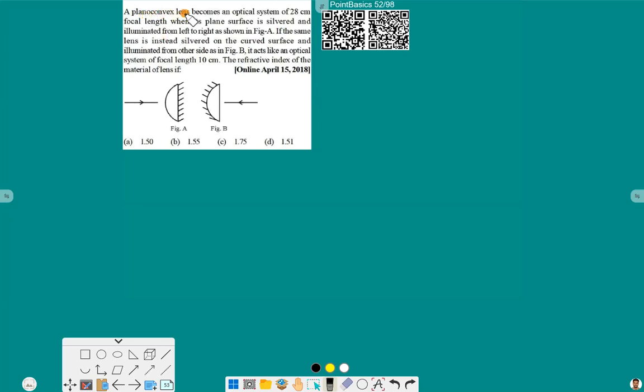A plano-convex lens becomes an optical system of 28 centimeter focal length when its plane surface is silvered and illuminated from the left to the right as shown in figure A. If the same lens is inserted with silver on the curved surface and illuminated from the other side as in figure B, it acts like an optical system of focal length 10 centimeter. The refractive index of the material of the lens is?